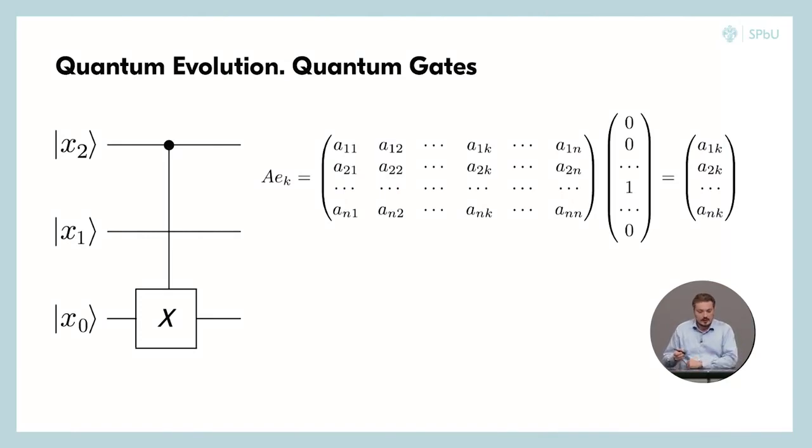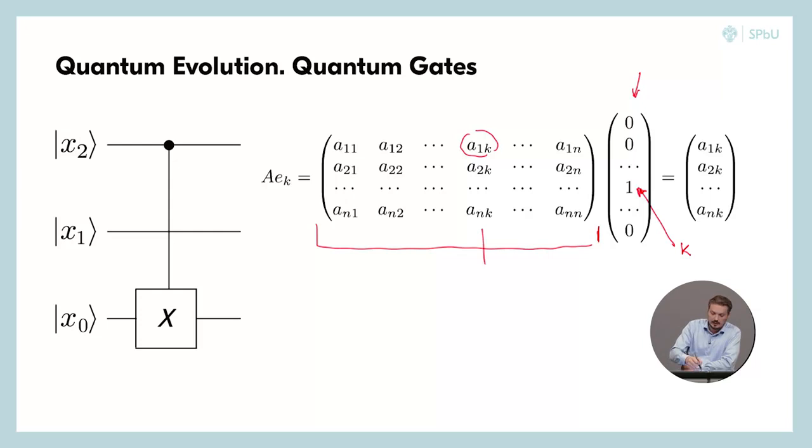Let's have a look at how any matrix A, some unknown matrix A, acts on a basis vector where we have only one 1, on position K. It's just a simple matrix multiplication: we multiply each row by this column, and the only index which survives in each row is index K. So the result of this matrix multiplication is the kth column of the matrix A.